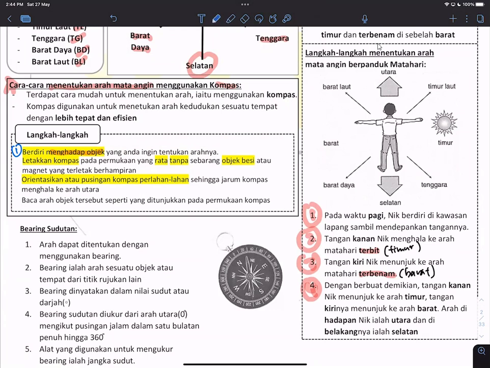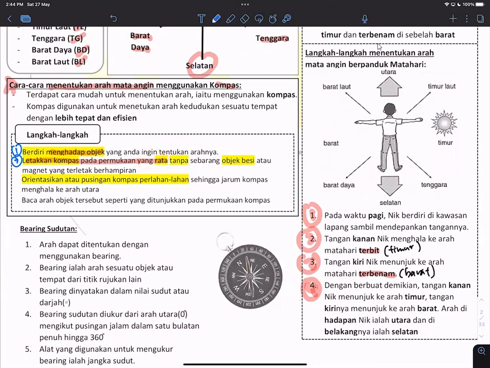Okay, so the next step is you try to place the compass. Okay, letakkan kompas pada permukaan yang rata, flat surface, because we have a needle. The jarum compass is going to slowly rotate. So if you put it on a surface that's not flat, it's going to mensangkutkan the jarum. Okay, it's going to hang the needle, not going to rotate towards, pointing towards the north. Okay, so that's why permukaan yang rata is very important.